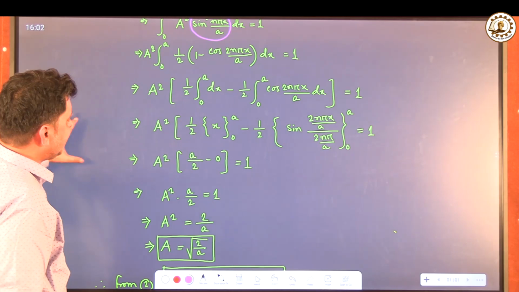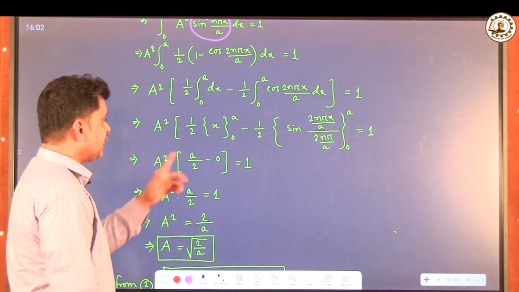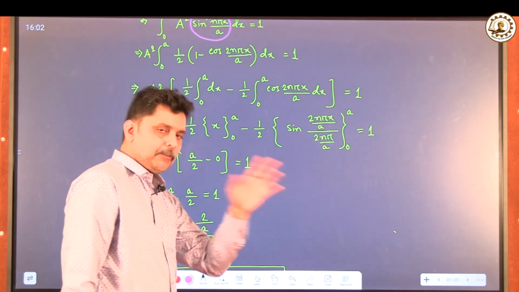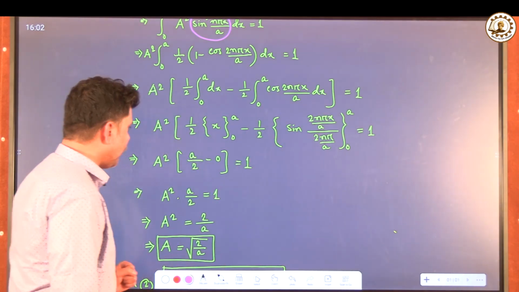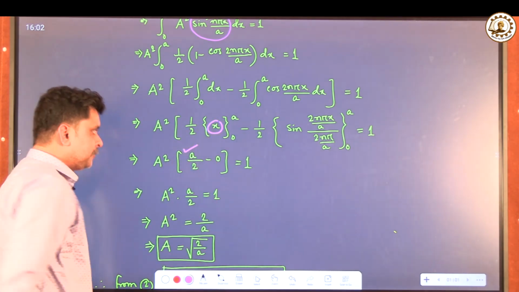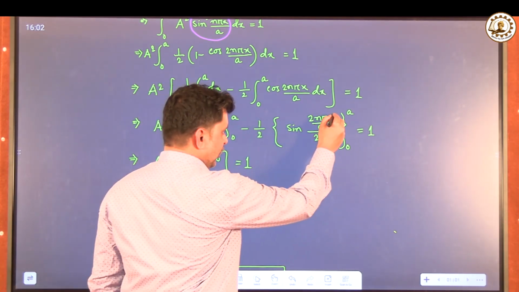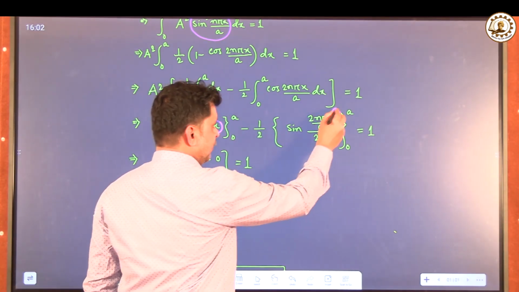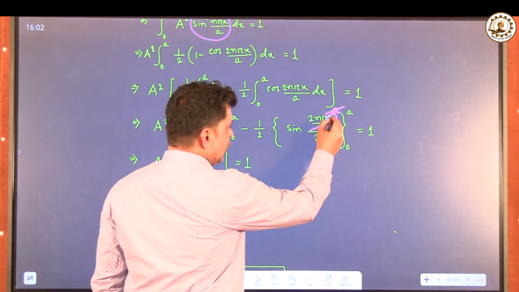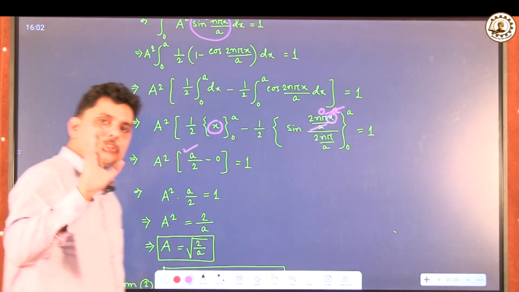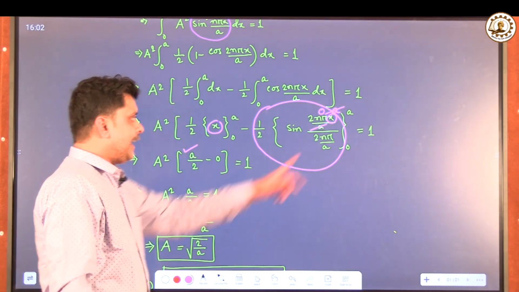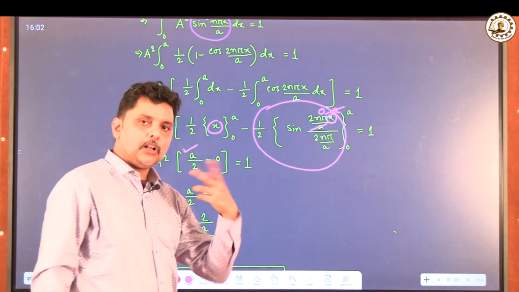Right? And finally, if we integrate, this becomes A square, half x from 0 to a, minus half sin 2n pi x by a upon 2n pi by a, which is a constant, from 0 to a, is equal to 1. Here, instead of x, we put the value a, so it becomes a by 2. Here, look, if we put the value a, then it becomes sin 2n pi, which is 0. If we put the value of x as 0, sin 0 is also 0. So the second term as a whole is equal to 0. For a it is 0, for 0 it is also 0.